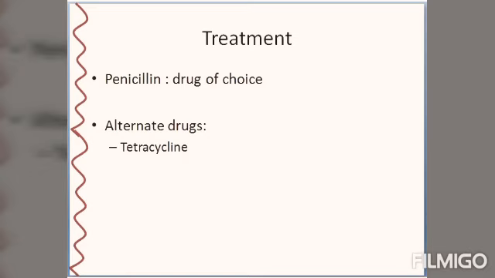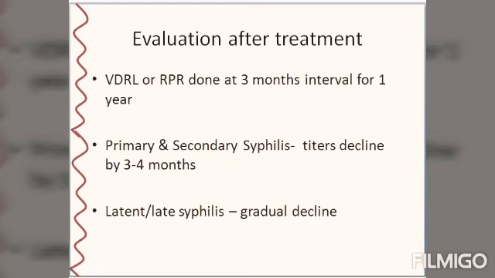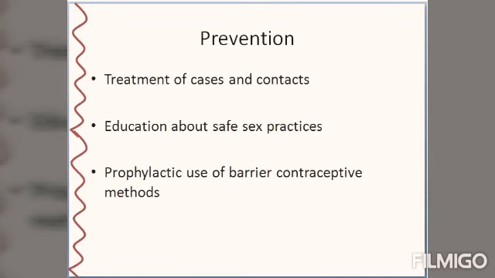So we have to evaluate the patient after treatment. For this purpose, we are performing a VDRL or RPR at 3 months interval for 1 year. In primary and secondary syphilis, the titers decline by 3 to 4 months, whereas in latent or late syphilis, a gradual decline is observed. And moving to preventive measures, as it is a sexually transmitted disease, treatment of cases and contacts is very important. Also, give proper health education about safe sex practices and prophylactic use of barrier contraceptive methods are important.